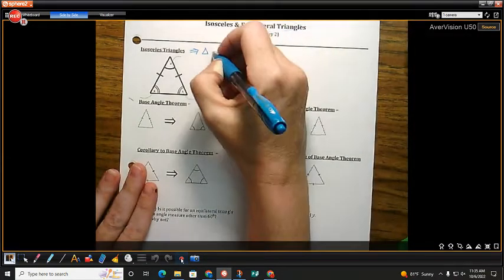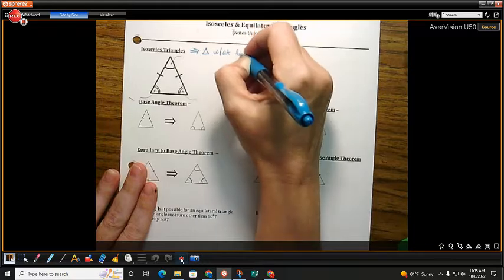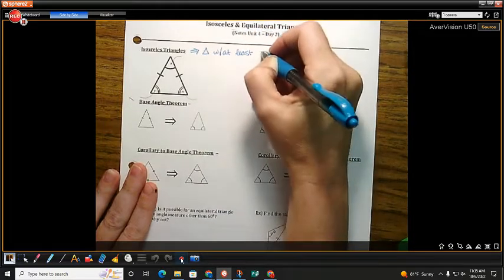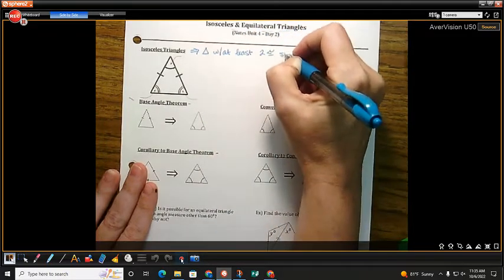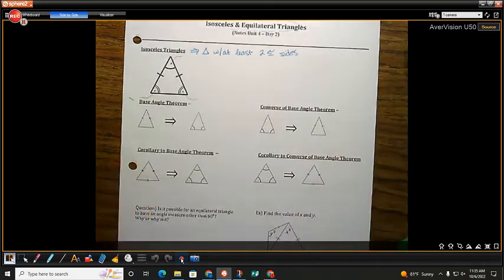Ibrahim? A triangle with at least two sides. With at least what? Two congruent sides. You get the candy. You guys, being close to the implied statement or something that means the same thing is not acceptable. You need to know the implied statement. Okay? So I've got my implied statement.